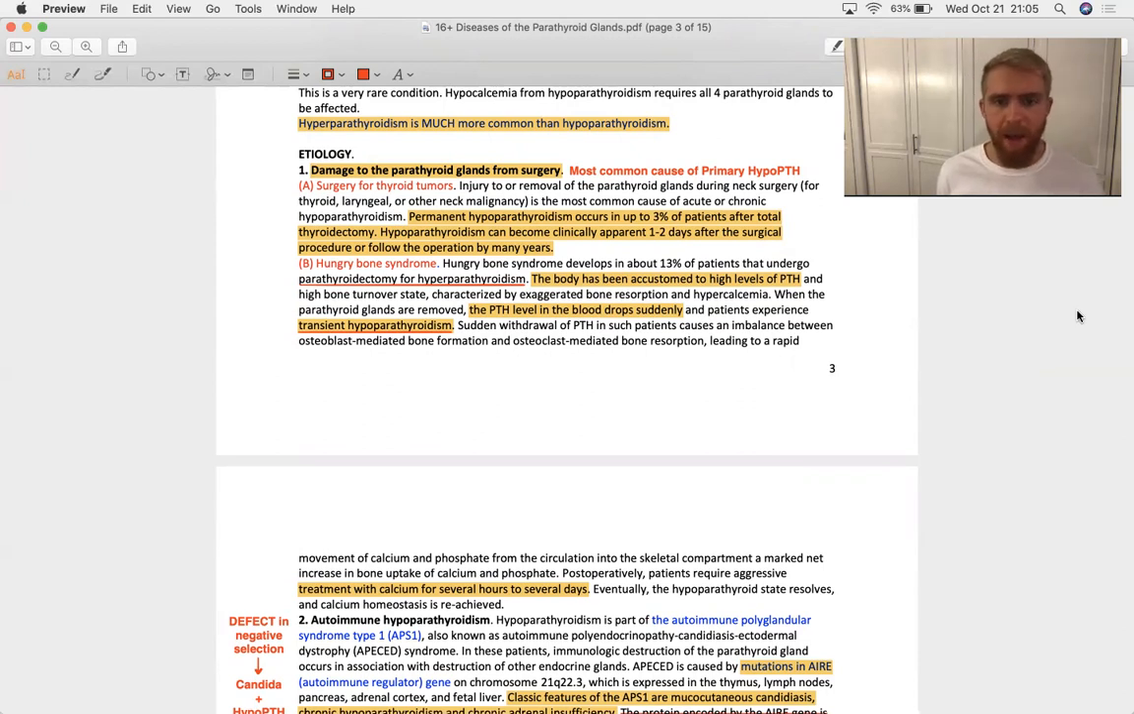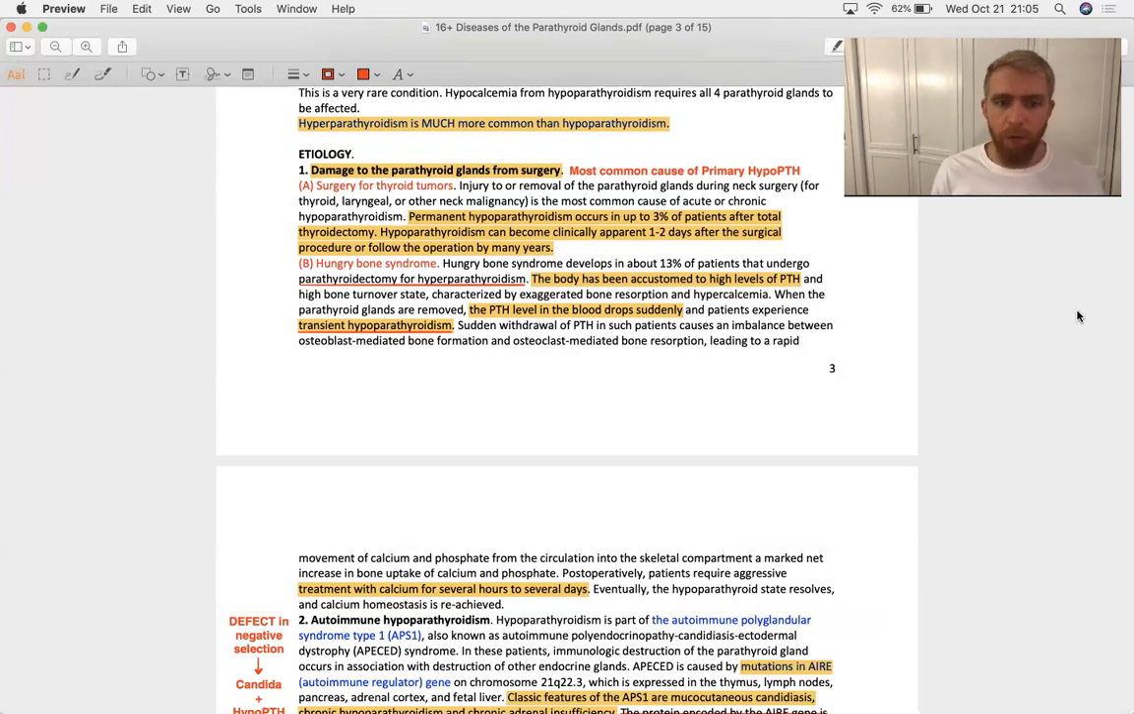So if you nick the parathyroid glands, then you might see hypoparathyroidism either immediately, if you just mess that gland up, or years down the road if you just kind of tickle it. There's also hungry bone syndrome, another acquired cause of hypoparathyroidism. And hungry bone syndrome means that your bones are going to be pulling a lot of calcium out of the blood. They're hungry, they want to eat. That's kind of my visualization of it.